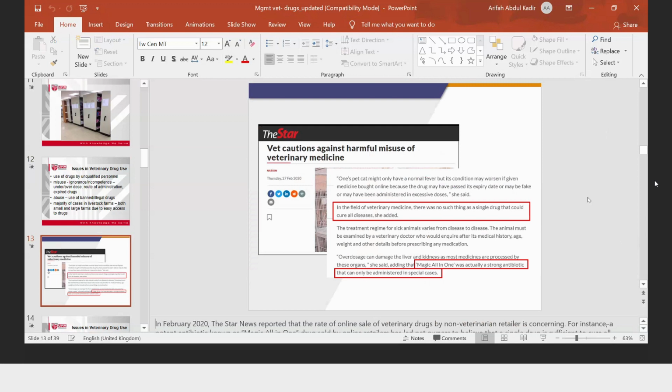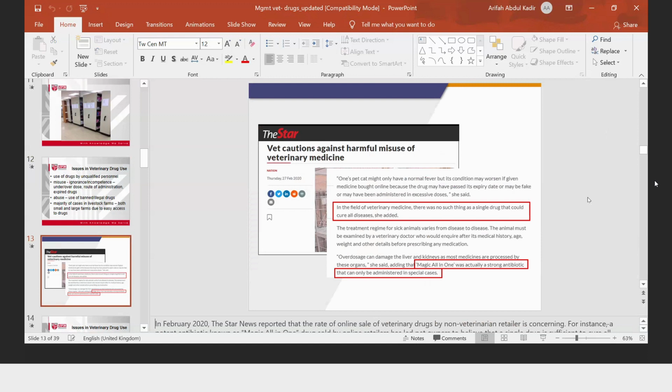With small animals, it always comes out in the papers, newspaper cuttings, where vets caution against harmful misuse of veterinary medicine. All this information they gather from the internet or online. So they will see on the internet that one drug is good for all cases. There is no such thing as one drug that will work for all the problems.